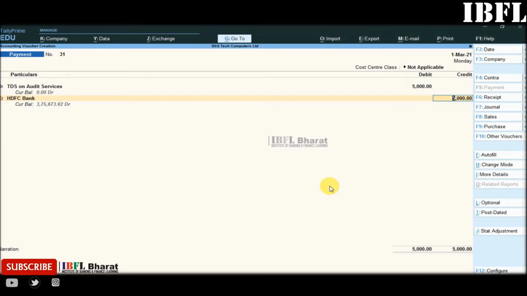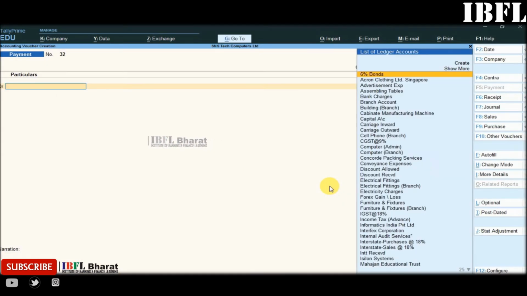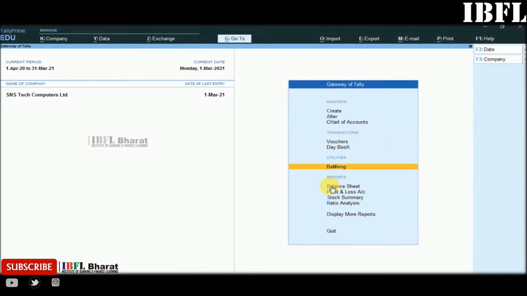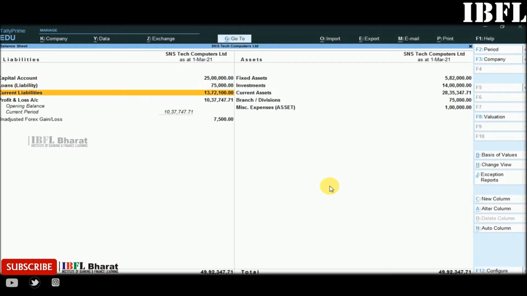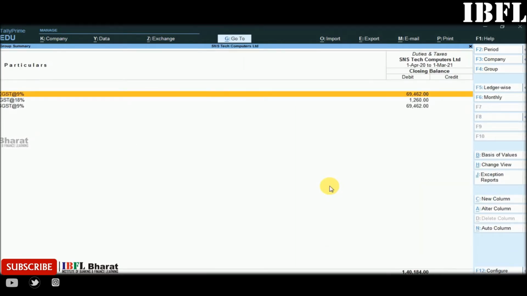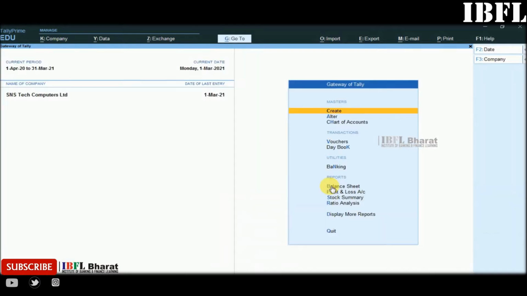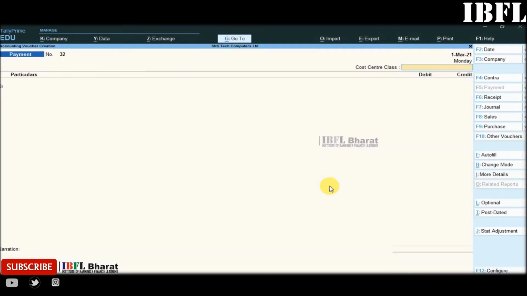After making this payment, I will show you the balance sheet, to check whether it is still being shown in the balance sheet or not. Go to the balance sheet, come to current liabilities, duties and taxes. There is no TDS because we have already paid it. That's why it is not payable now. Now we are coming to our next transaction.